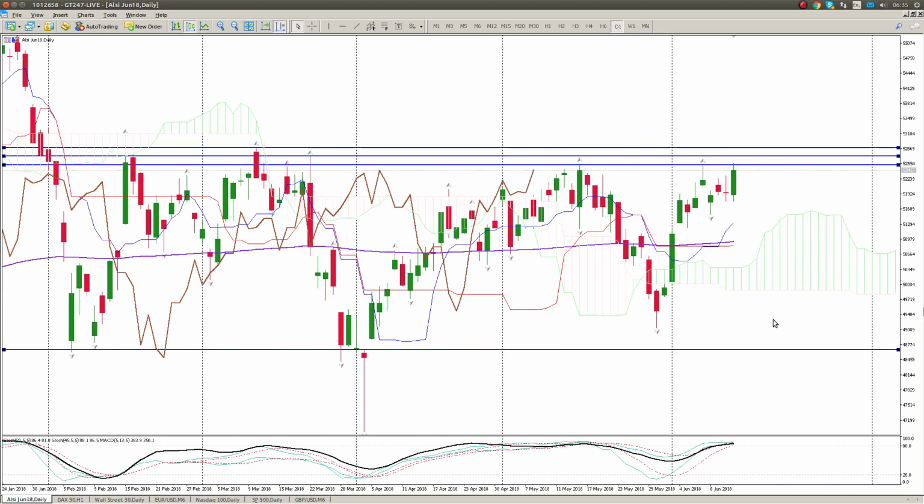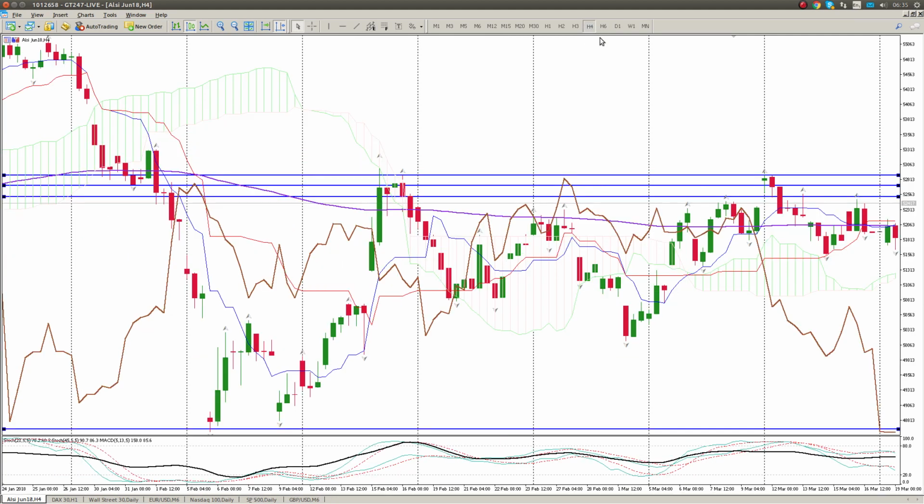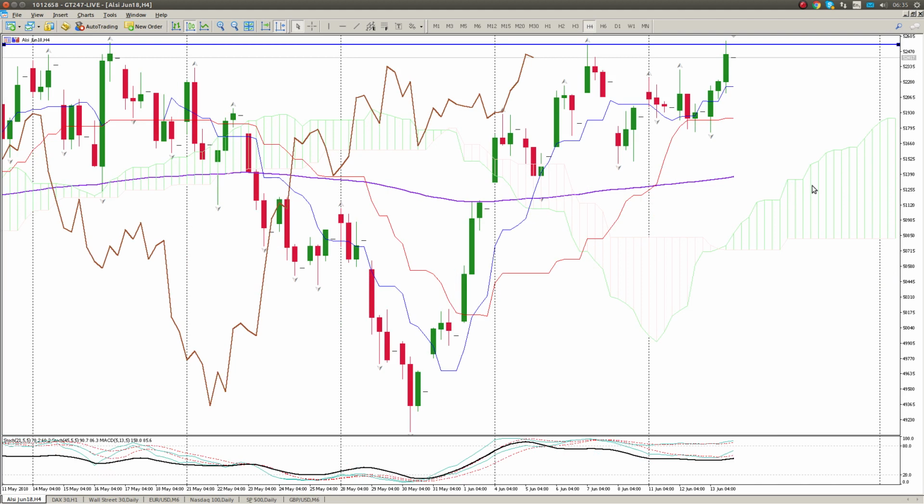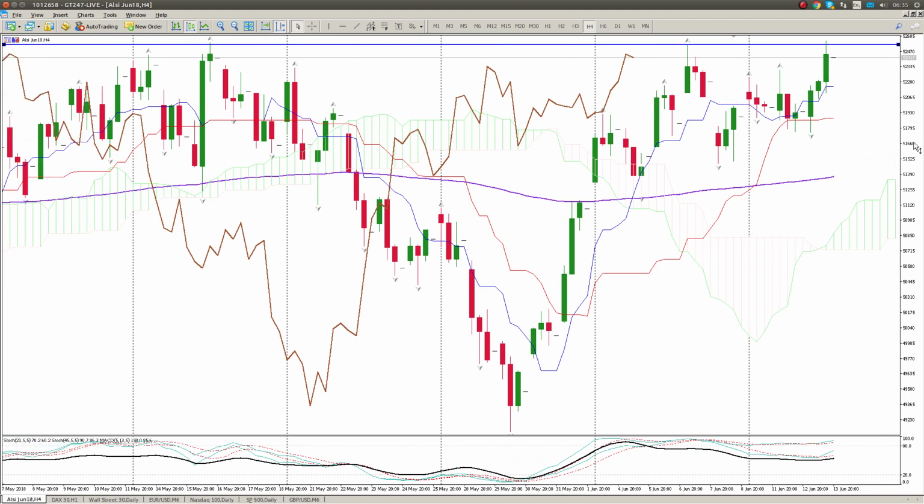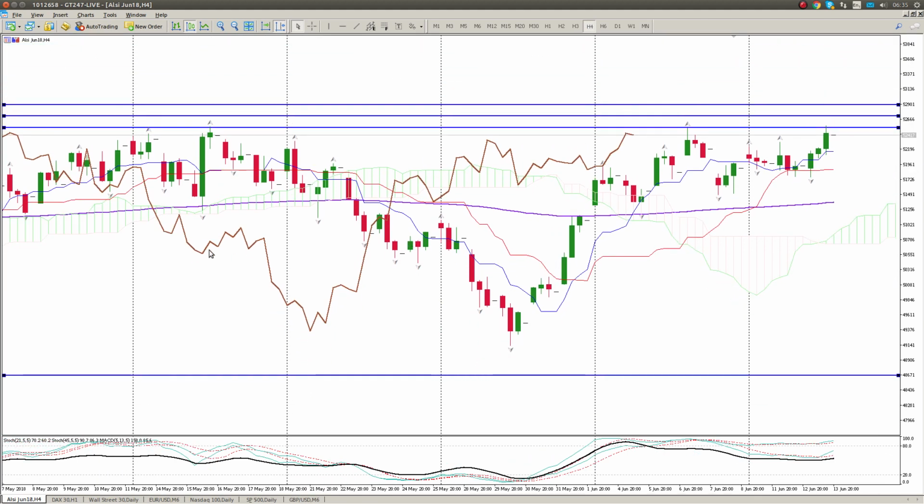Sorry, this flickering is from the platform I'm using. Let's get down to the 4 hours so we can start seeing what we need to do today. There is merit for the bulls. We have an inverse head and shoulders here. There is a shoulder, there is a head, and there's a shoulder. Or you could argue that it's a cup and a handle. Irrespective, there is merit for the bulls for a move to the upside.